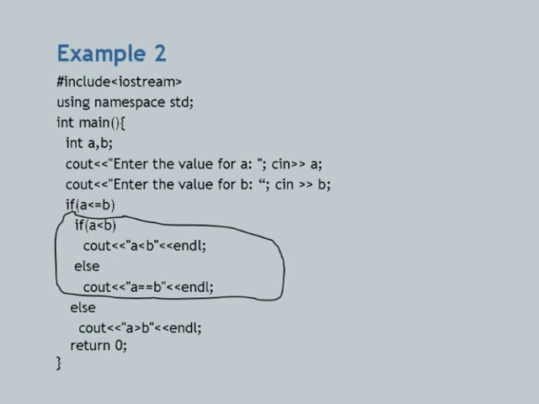So the nested if says, if A is less than equal to B, do all of this. If A is not less than equal to B, come to the corresponding else and output this thing. So you agree that now the correct condition will be printed.